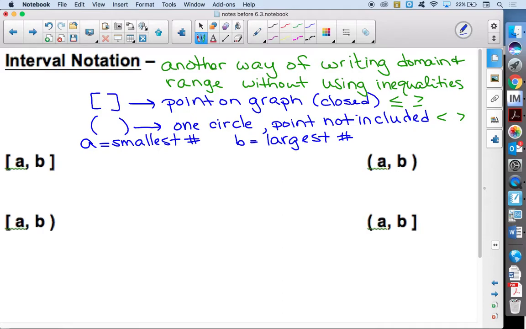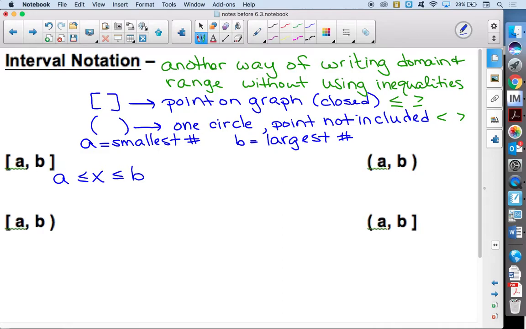When you're writing the domain and range, you're going to do the same thing. So if I have an interval notation that looks something like this, that means that A and B are points on the graph. As an inequality, it would mean that A is less than or equal to X, which is less than or equal to B. So that's what it would represent as an inequality. So it means it starts at the number 3, and then it goes to the number 5 and stops. So A starts, B is where it stops.